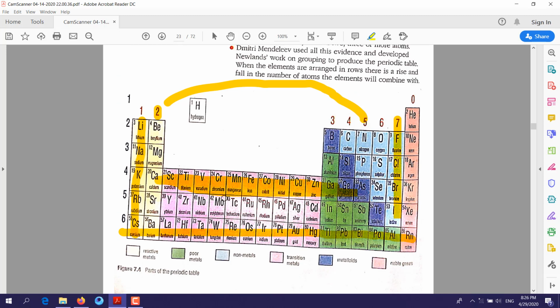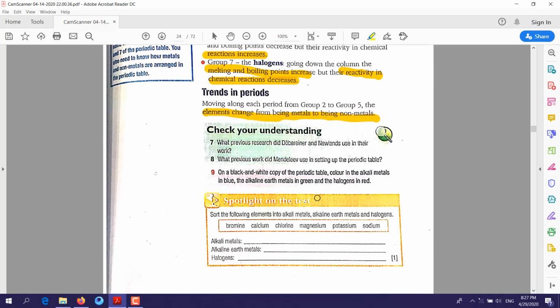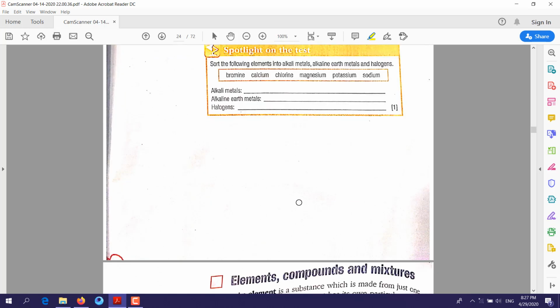So if you have a question that asks on which side the metals are located, you will say this side. If a question asks what the trend is when you move from group number 2, for example, to group number 5, you will say we start with metals, and as we move toward group number 5, the elements will be non-metals. Check your understanding, your task.